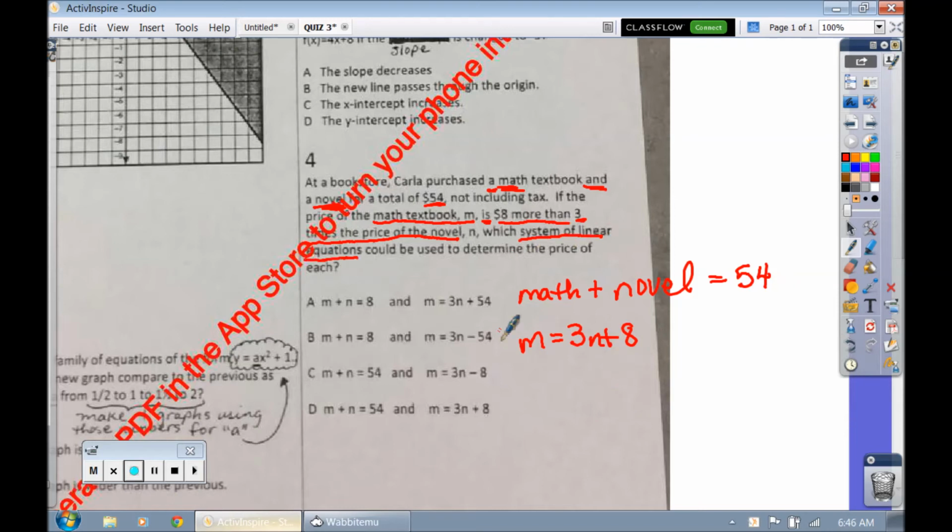Let's match up our equations. Look at letter A, M plus N equals 8. Nope. We have M plus N equals 54. That means we can cross out letter B as well. So M for math, N for novel. Letter B is gone. What's wrong with letter C? If you look, they're subtracting. We're not subtracting anything. So obviously our answer is going to be D. You'll see that the two equations match up.